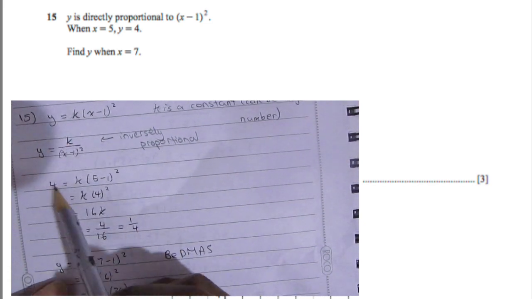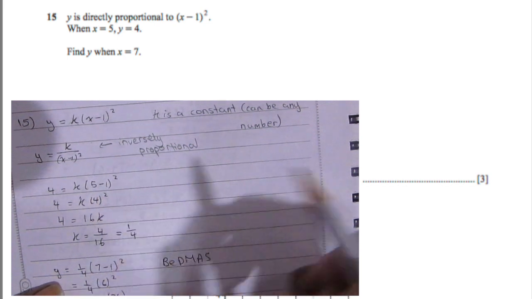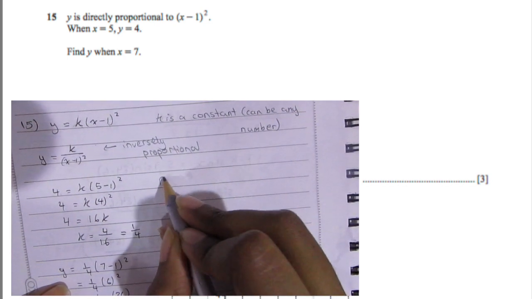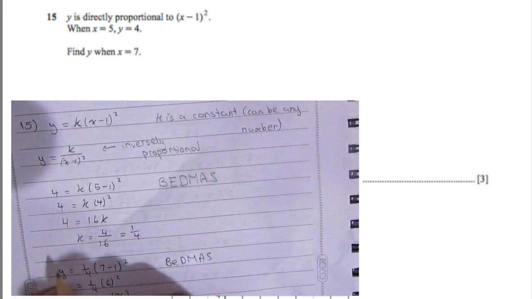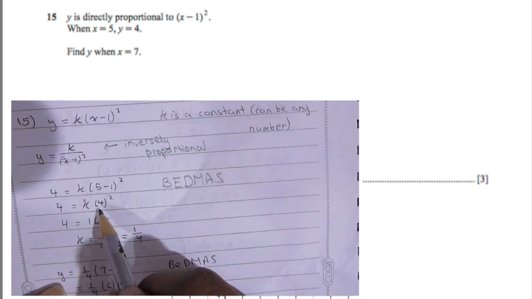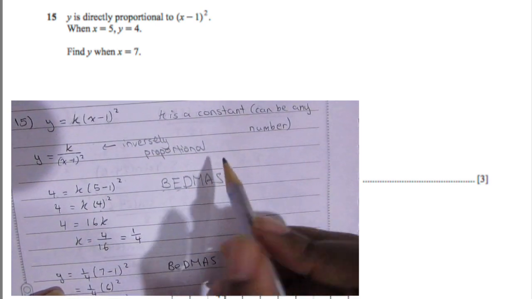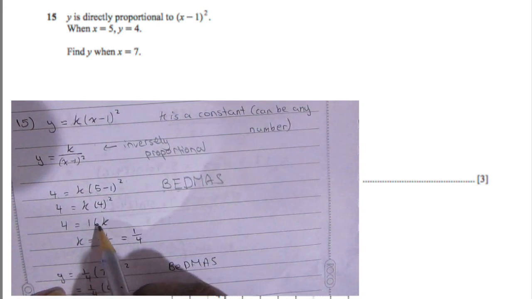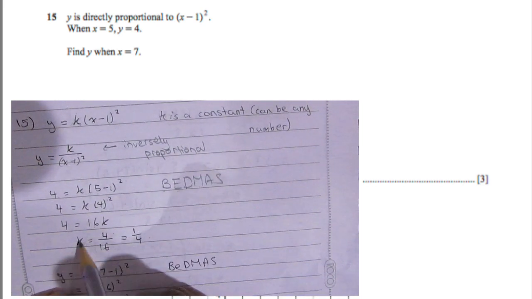So it's directly proportional when y is equal to 4 and x is equal to 5. So substitute that and try to find k. You're going to, of course, use BEDMAS. So brackets first, then exponents, then division, multiplication, addition, and subtraction, and so on. So 5 minus 1, 4. 4 squared, that's 16. So move the 16 to the other side, you're going to divide that. So 4 divided by 16, which if you simplify is 1 over 4.